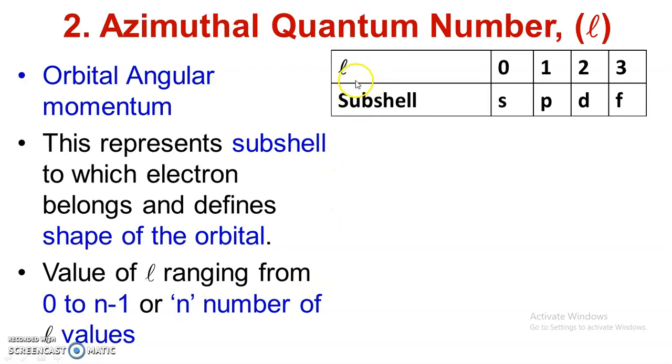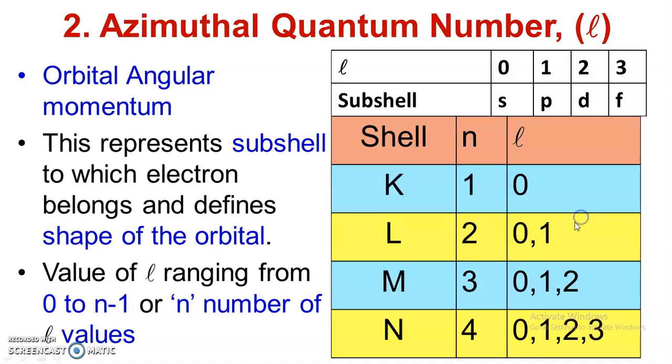Now when value of l is 0, 1, 2, 3, then corresponding subshells are S, P, D, F. If l is equal to 0, then corresponding subshell is S. Similarly, when l is equal to 1, subshell becomes P. When l is equal to 2, then name of subshell is D. When l is equal to 3, the name of subshell is F.